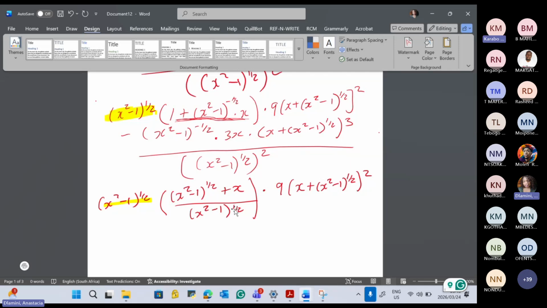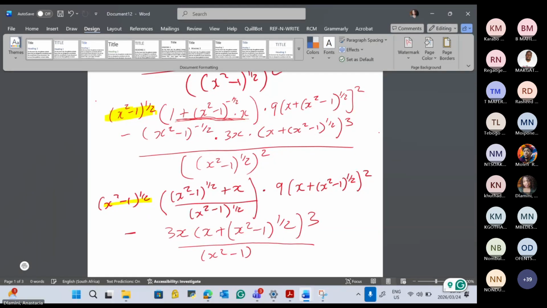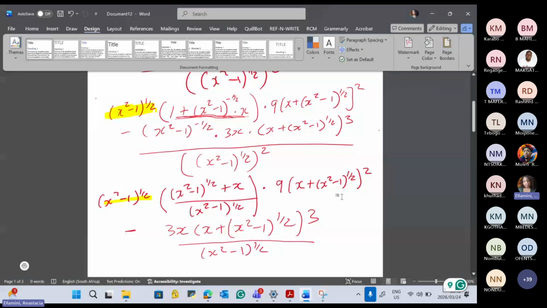Okay, let's go down here. Minus 3x times x plus (x squared minus 1) to the power of half, to the power of 3, over (x squared minus 1) to the power of half. Do we agree on that one?